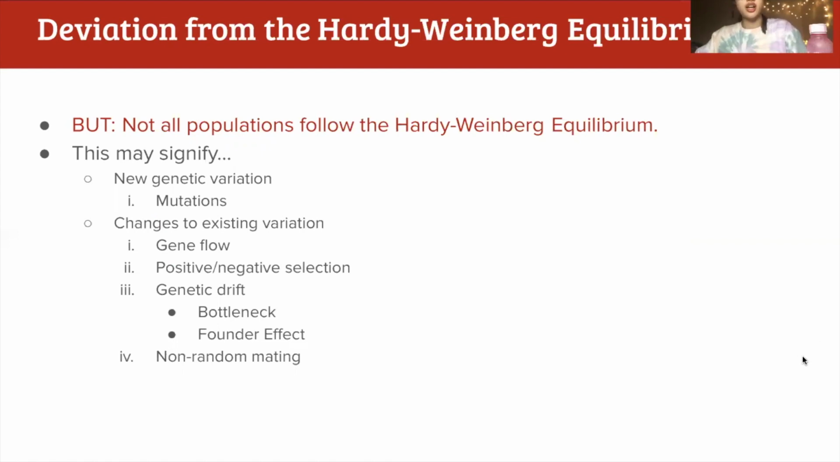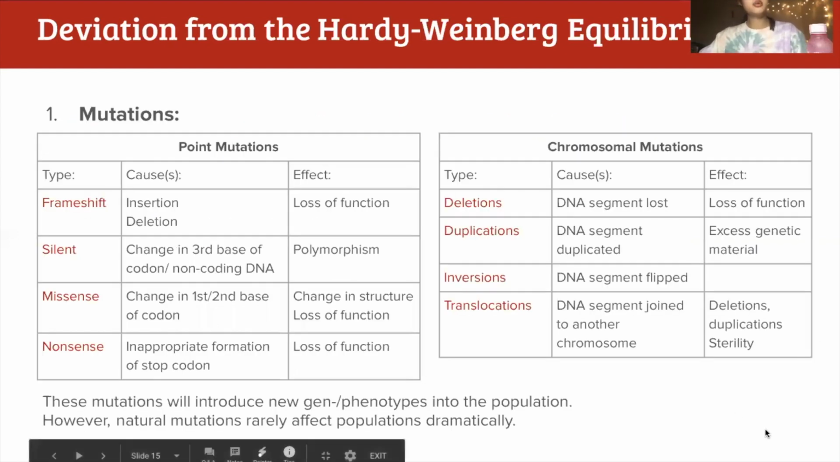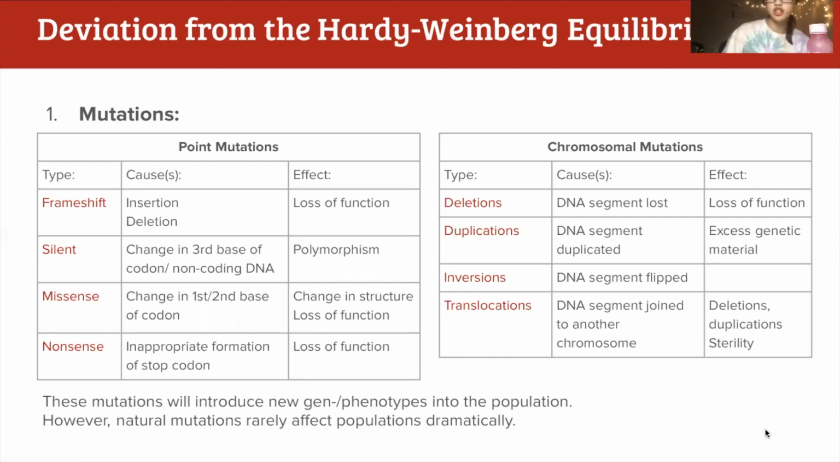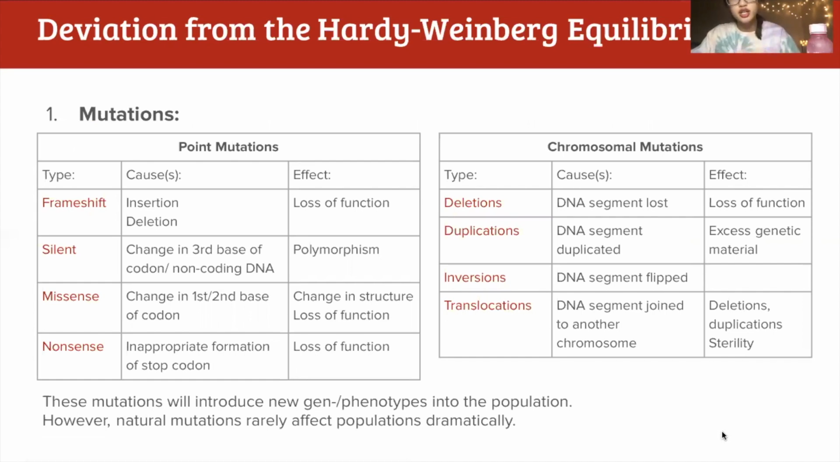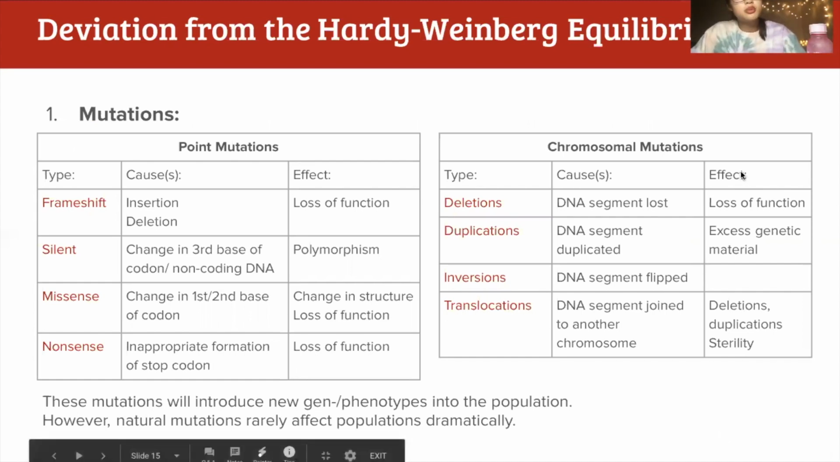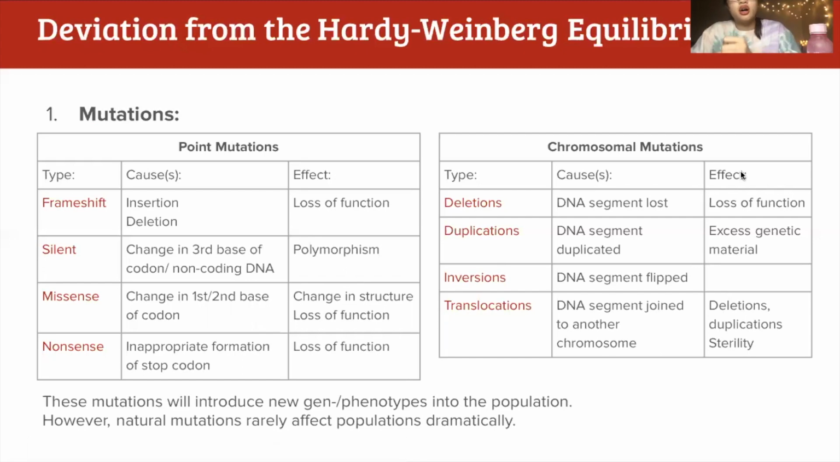All right, so how can we deviate from the Hardy-Weinberg equilibrium? Mutations. There are 2 types of mutations: point mutations, which is basically when there's a change in a singular base or a singular nucleotide, or chromosomal mutations, which is when there are changes in segments of a specific chromosome. All right.